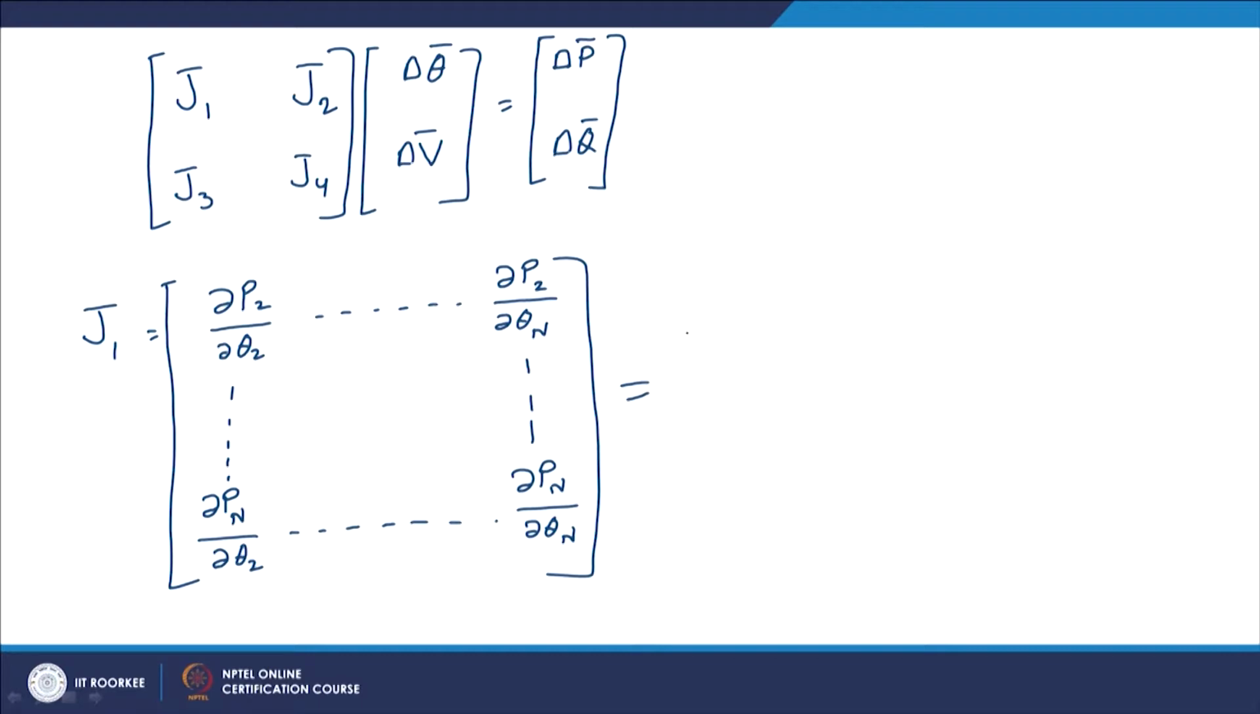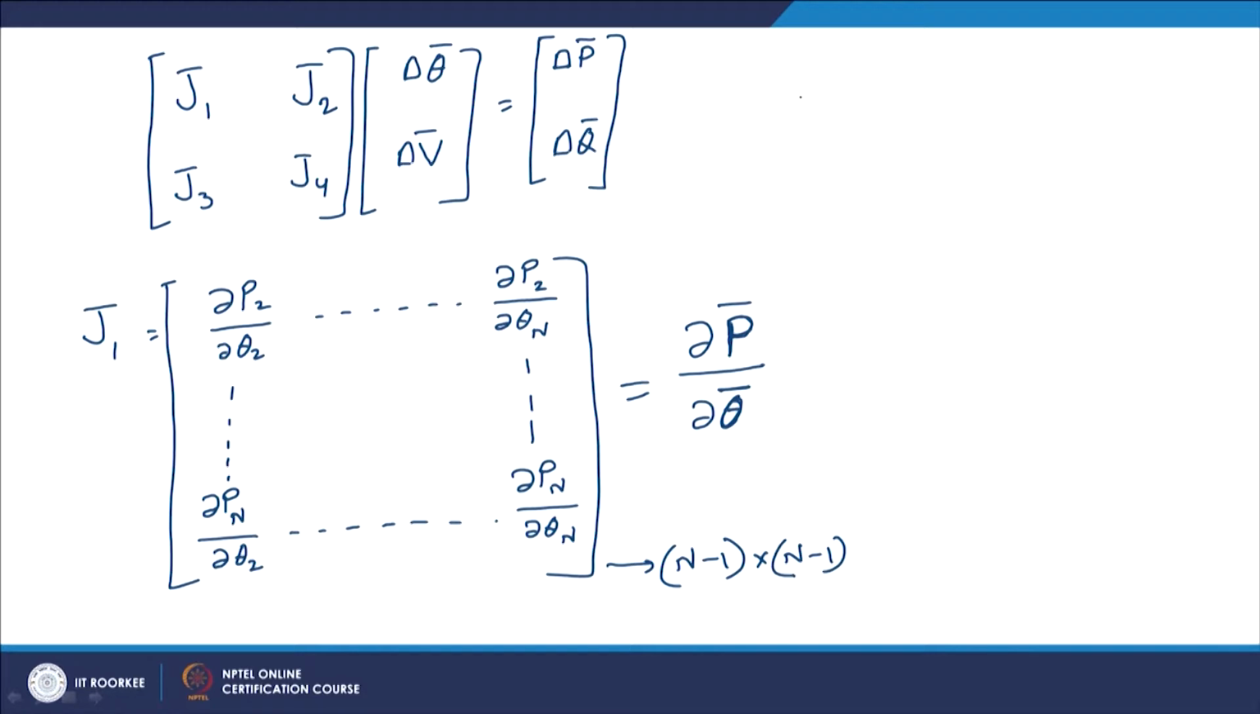So, this is written in the language of multivariable calculus as del P vector, the partial derivative of P vector with respect to the theta vector. Now, what would be the dimension here? P varies from P2, P3 up to Pn, so there are n minus 1 rows, and theta varies from theta 2, theta 3 to theta n, so there would be n minus 1 columns. So it is n minus 1 rows and n minus 1 columns.